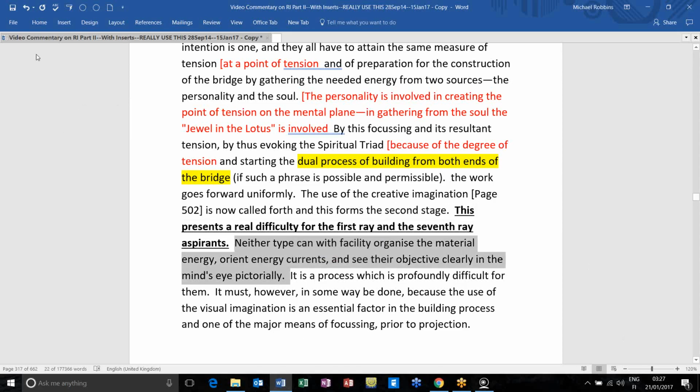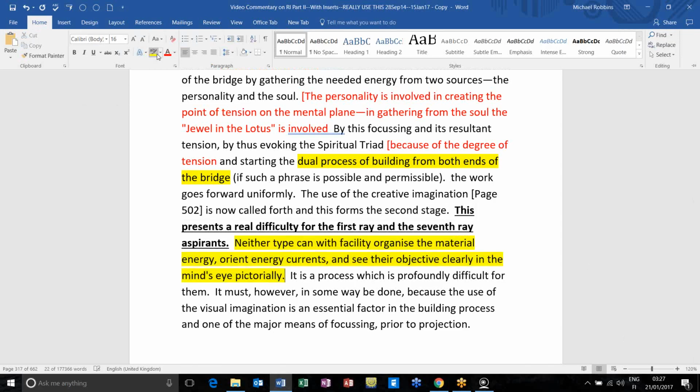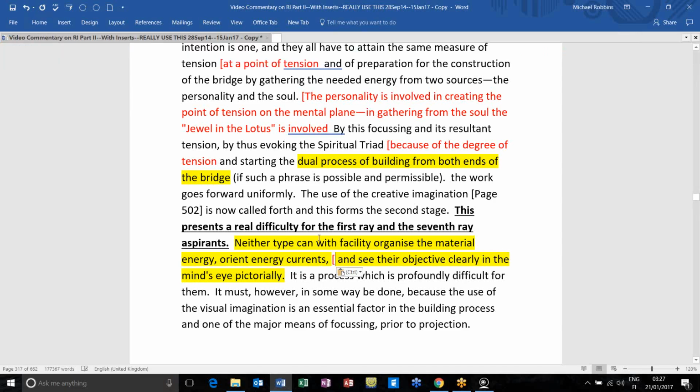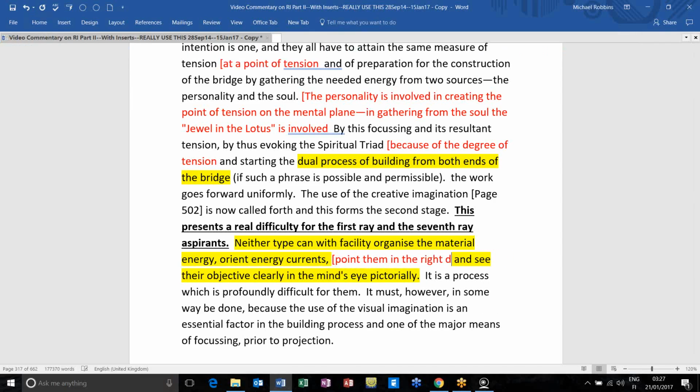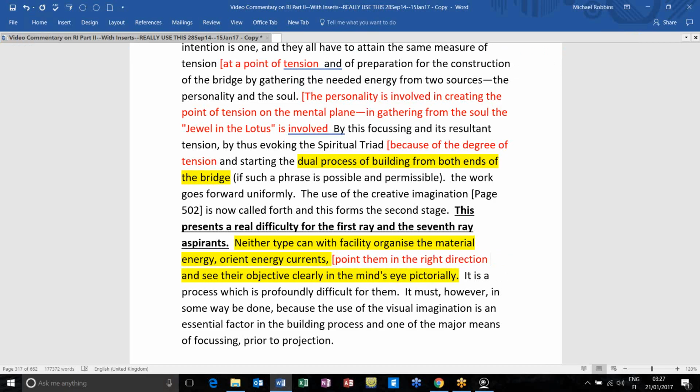And that's quite a statement. I recalled the pictorial difficulty, but not the difficulty in organizing material energy and orienting energy currents. Neither type can with facility organize the material energy, orient energy currents. I suppose, what does that mean? We can say point them in the right direction, and see their objective clearly in the mind's eye pictorially.